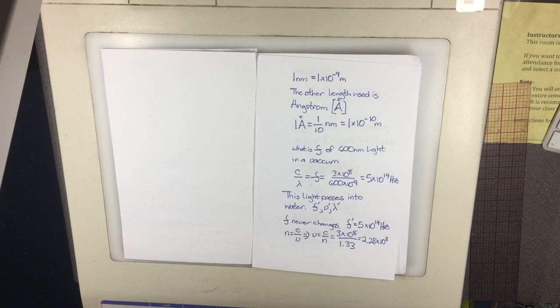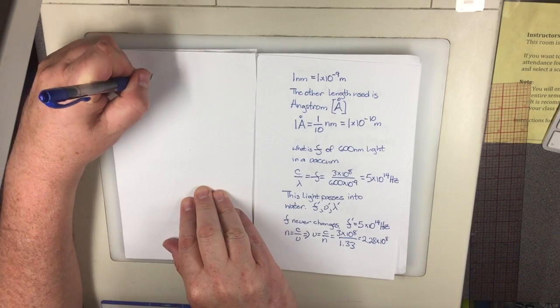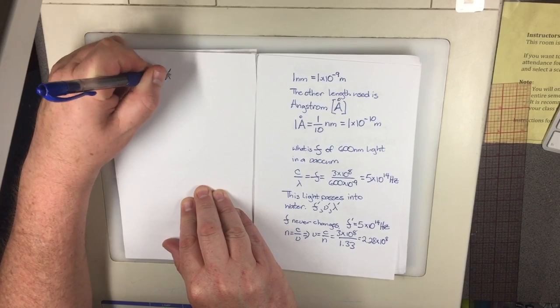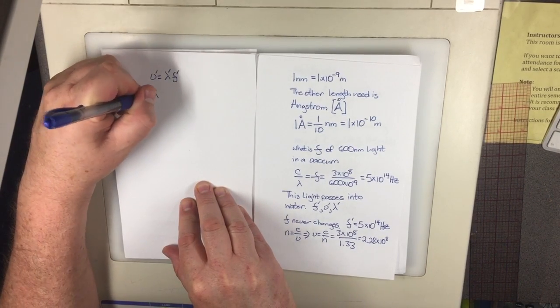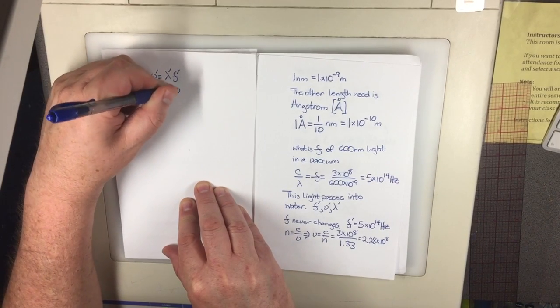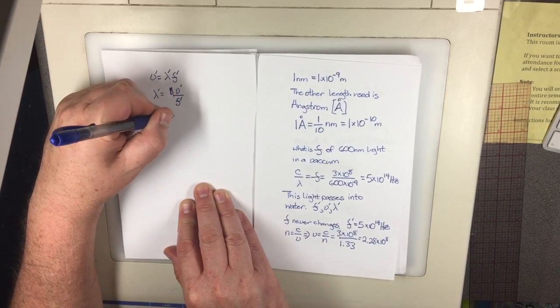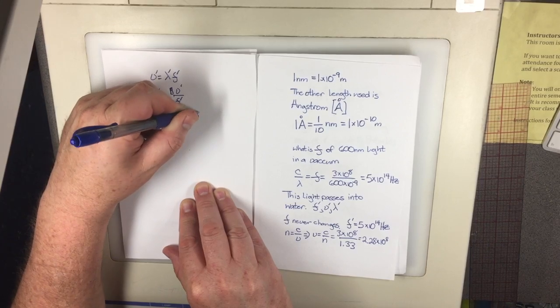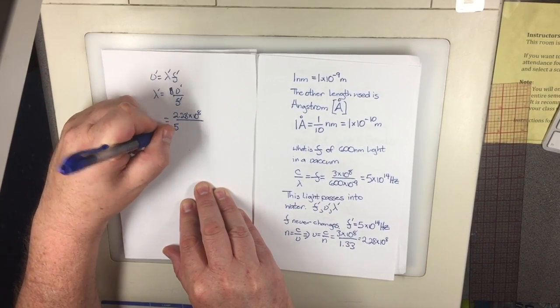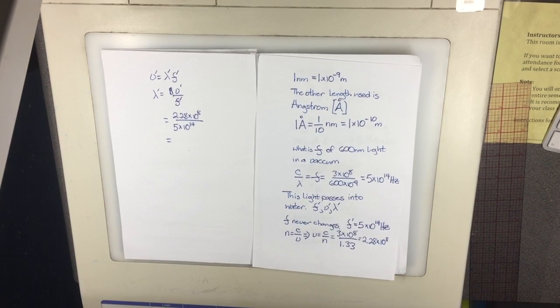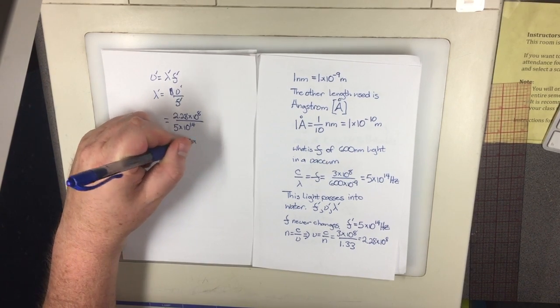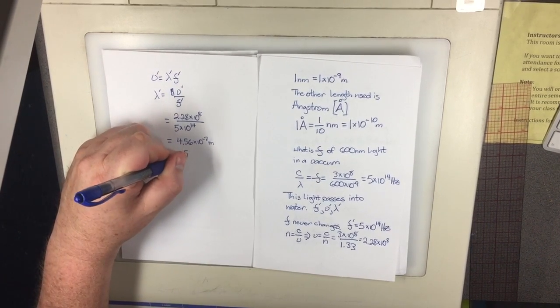Now you could do this one of two different ways. I've got the new velocity, so the new velocity is lambda prime F prime, where F prime is the new frequency, which means that lambda prime is V prime divided by F prime. So this is 2.28 times 10 to the 8th divided by 5 times 10 to the 14. And that gives me a wavelength of 4.56 times 10 to the negative 7 meters, or 456 nanometers.